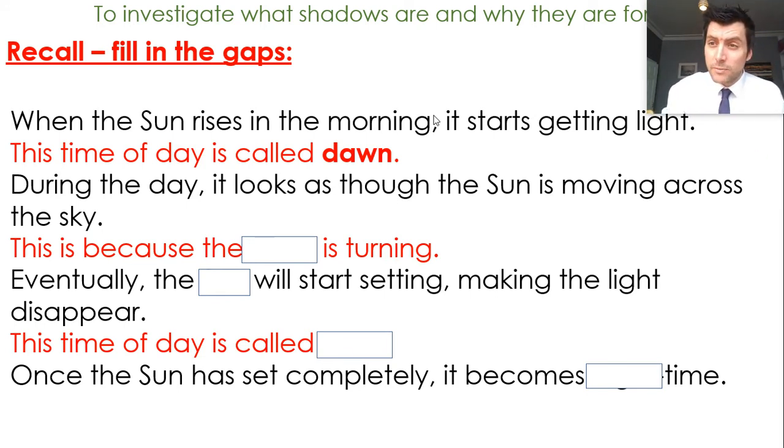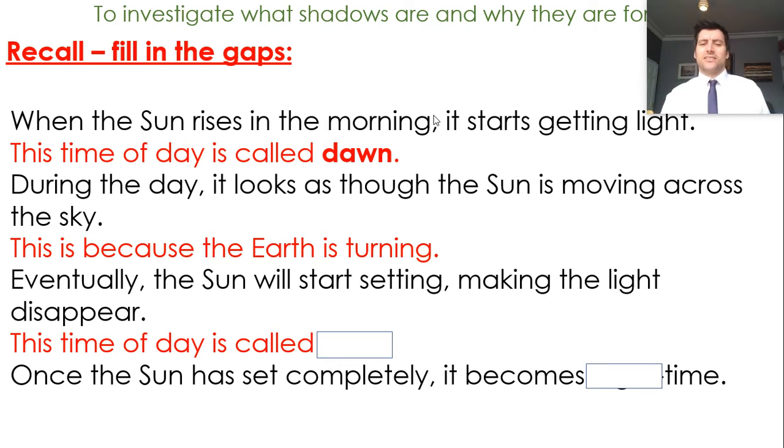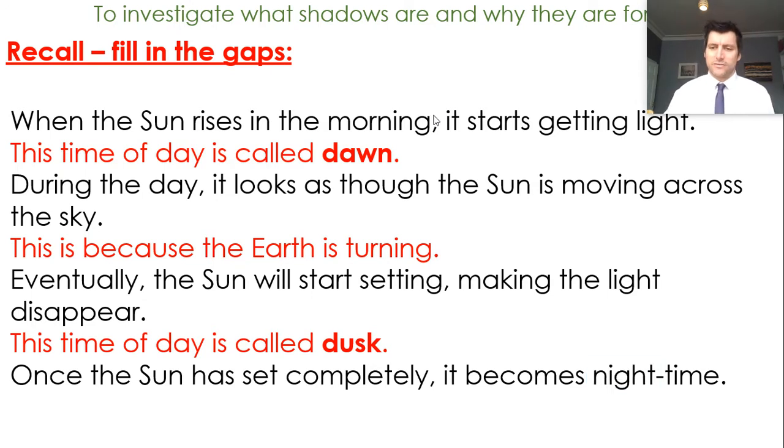This is because, why is it? Because the sun's turning? Because the moon's turning? No, it's because the Earth is turning on that axis that Susanna demonstrated so well with that diagram. Eventually, the something will start setting. What's going to start setting? The sun. This time of day is called dusk. Well done. And once the sun has set completely, it becomes nighttime. Well done. Okay, great stuff.